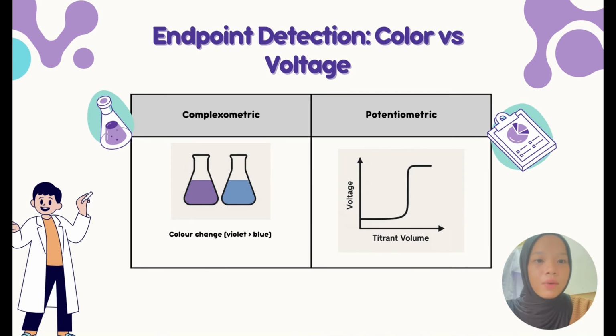Lastly, endpoint detection, color versus voltage. The key difference between the two methods is how they detect the endpoint of the titration. In complexometric titration, the indicator changes color from violet to blue when all the zinc has reacted. And in the potentiometric titration, there's no color change. Instead, the electrode detects a sharp voltage spike, which is recorded automatically and marks the endpoint.